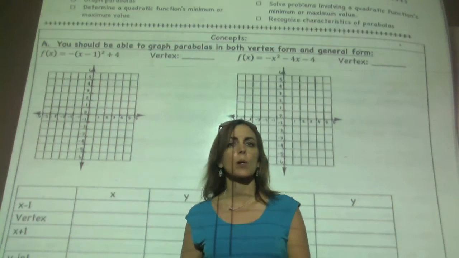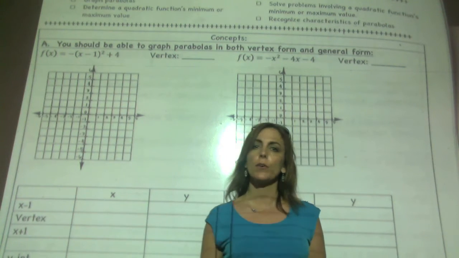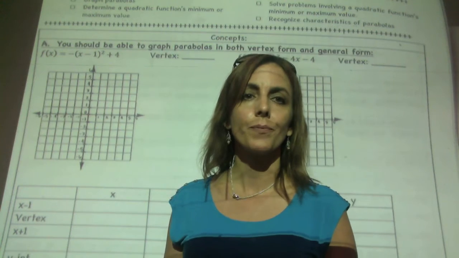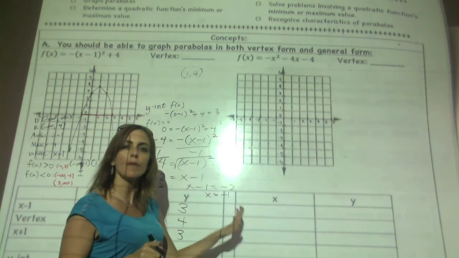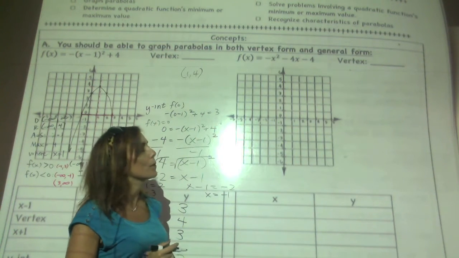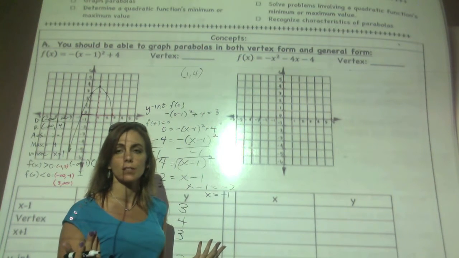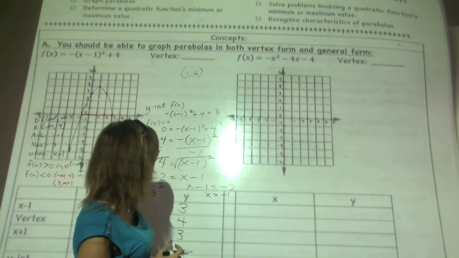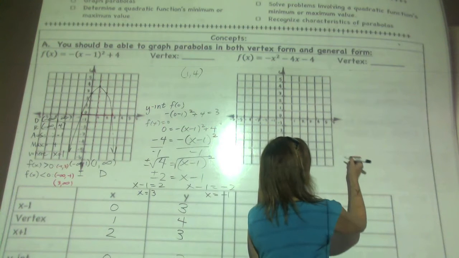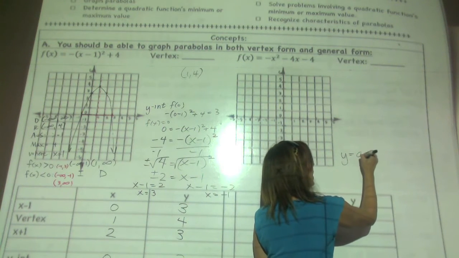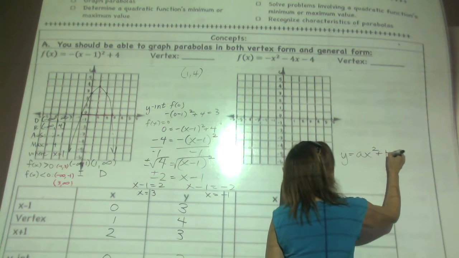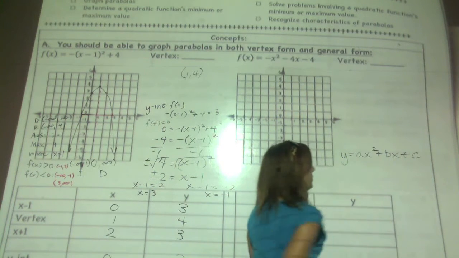Alright, in this video we're going to discuss how do you graph a quadratic function. Okay, so now let's look at an example of what is truly considered standard form of a quadratic equation. In that case, we're looking at y is equal to ax squared plus bx plus c.